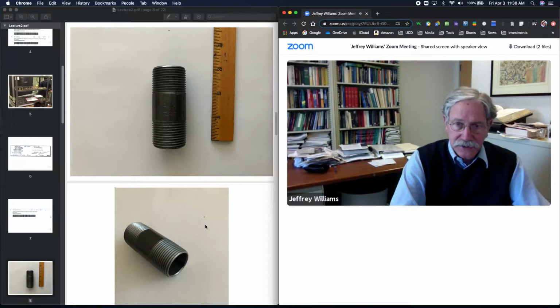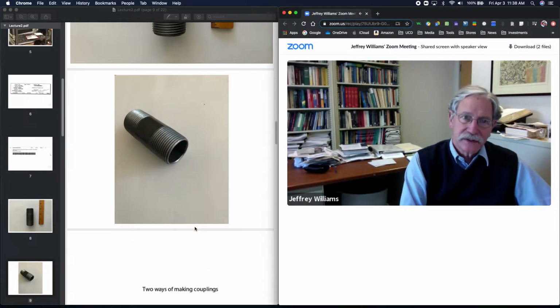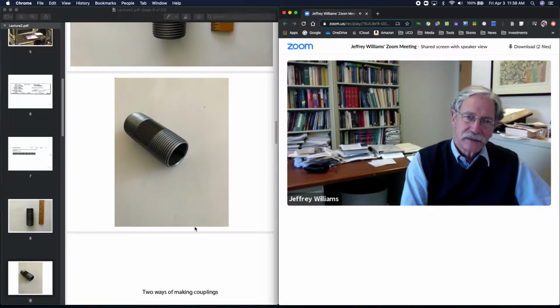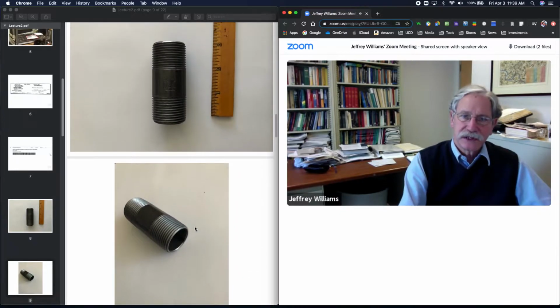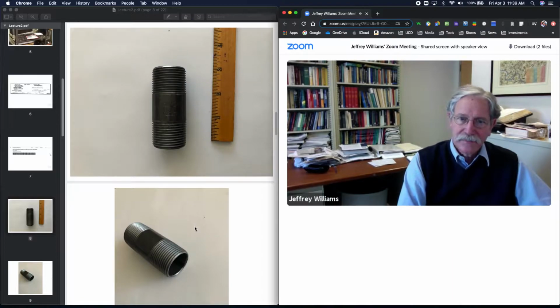This particular part, you can see a little bit better here, is made out of a tube of steel. Perhaps the length was cut, but more likely not by the machine that was doing the threading. More likely that was done previously in another stage of production. This is not a very fancy precision machining job.